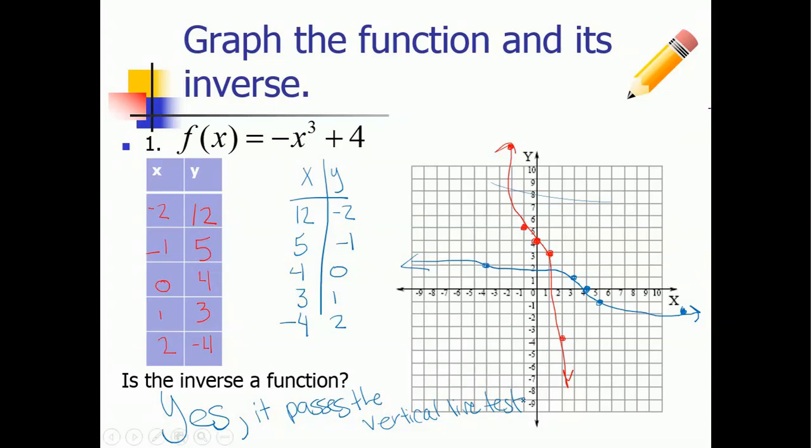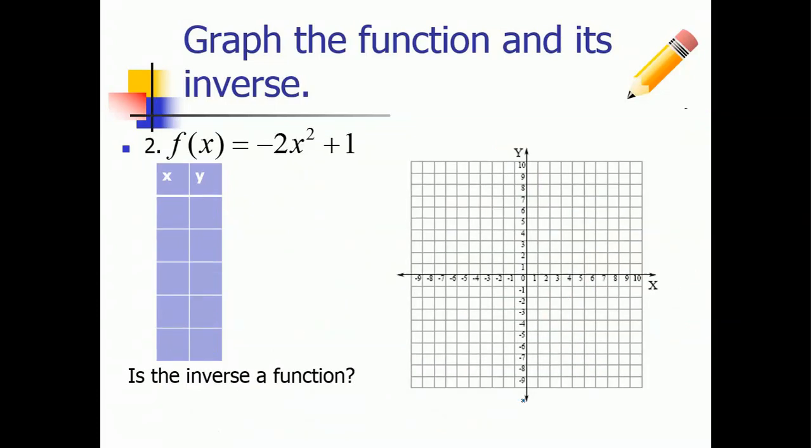Okay, let's try one more graph. So I got negative 2x squared plus 1. So I filled in my graph here. So negative 2, negative 1, 0, 1, and 2. Plugged in negative 2, and I got negative 7. Negative 1, I got a negative 1. 0, I got 1. 1, I got negative 1. And 2, I got negative 7.